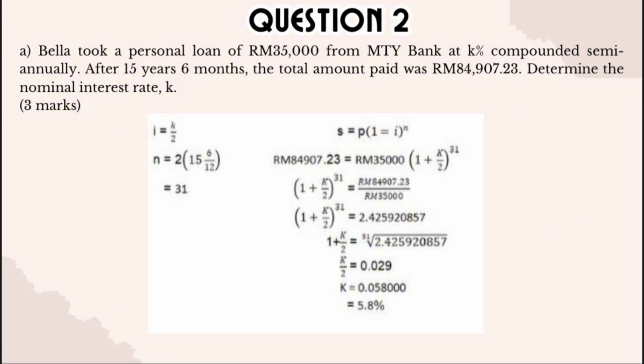Hence, we have to divide S and P. To remove the bracket, we have to use square root and solve it in the calculator. The answer that we get is 0.029. Bring 2 to the other side, it will be 0.029 times 2 and the final answer is 5.8%.